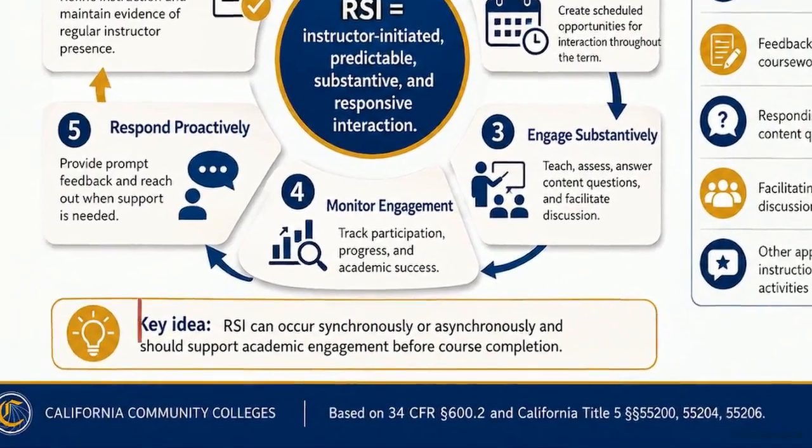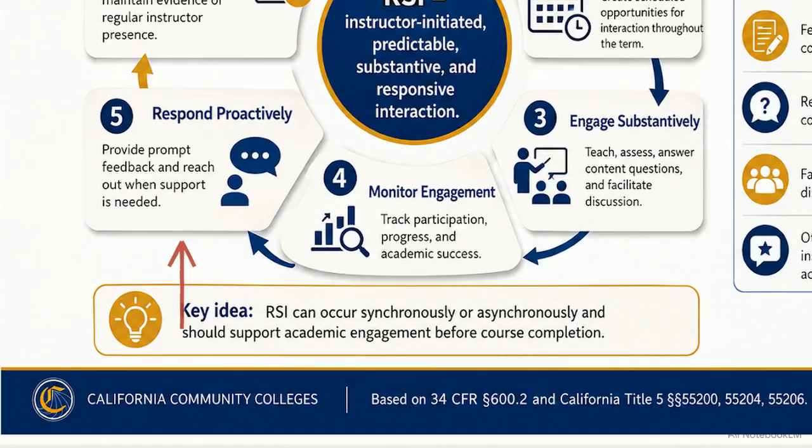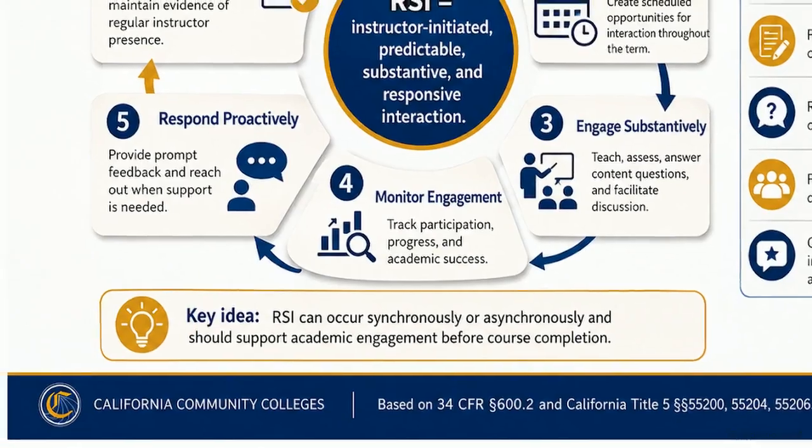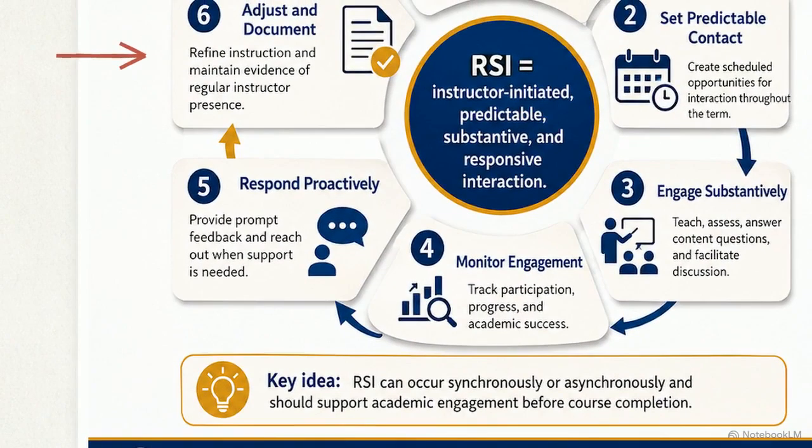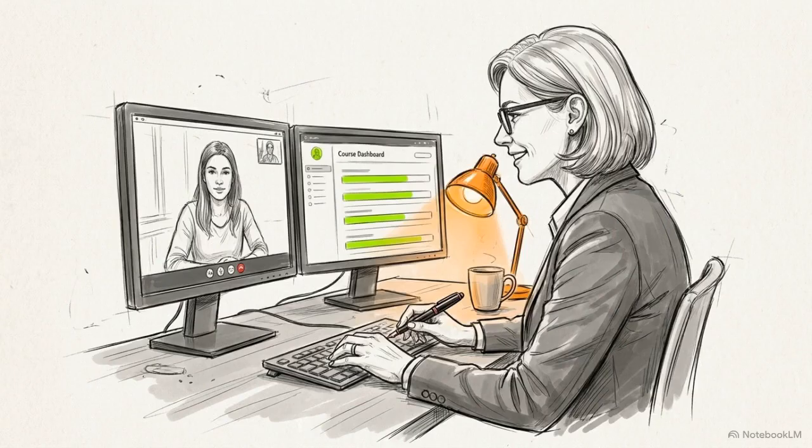When the data shows a student is struggling, you reach out proactively with support. You then use those interactions to adjust your instruction and maintain evidence of your regular presence. This process turns a set of rigid regulations into a continuous loop of effective, high-touch teaching.